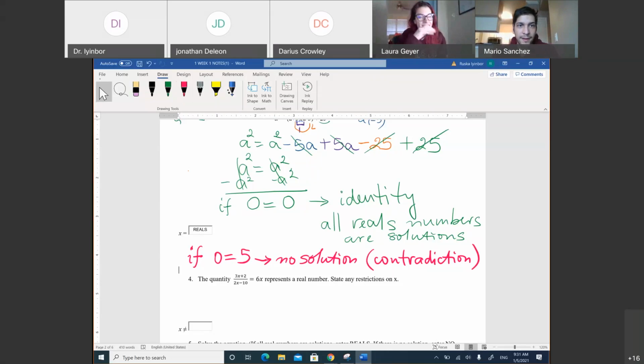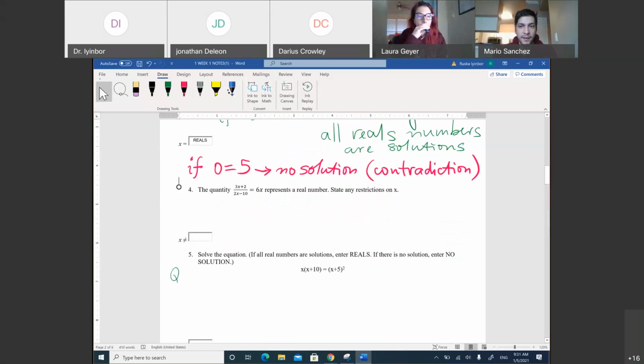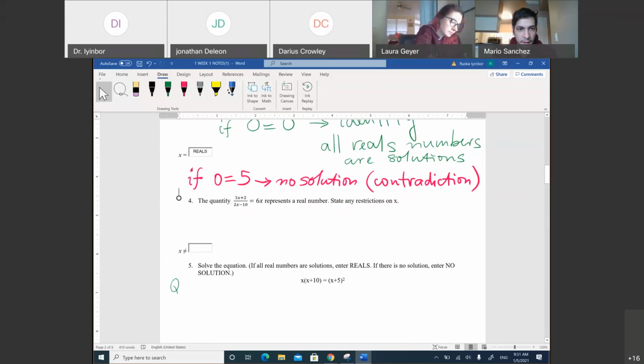Okay, so now we're going to go to another equation we're going to solve. See here, number 4 is a little different. Number 4 is not exactly solve, it doesn't say solve the equation. Here we need to find the restrictions on x. That's what it says: state restrictions on x. See, the other one says solve the equation. So here, we don't need to solve it.